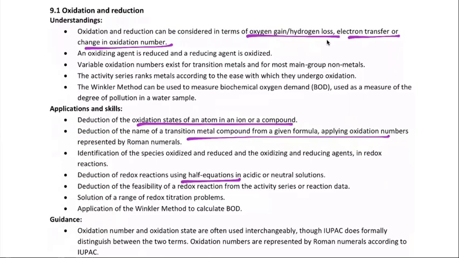And then this all relates to some other stuff that we've learned about in the past, like the activity series of metals, which ranks them according to how easily they go under reactions.